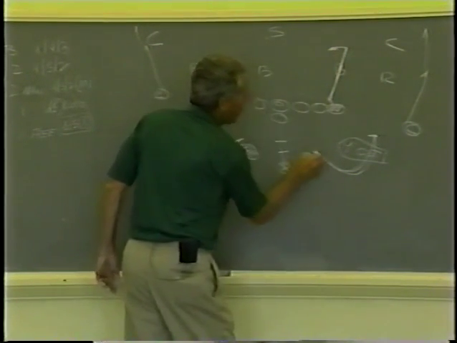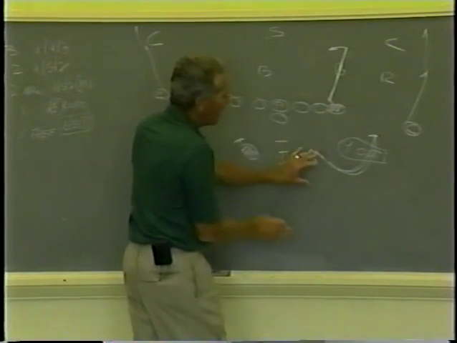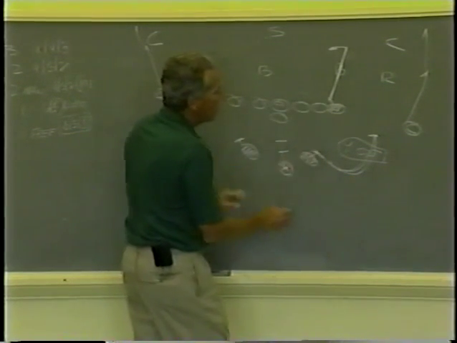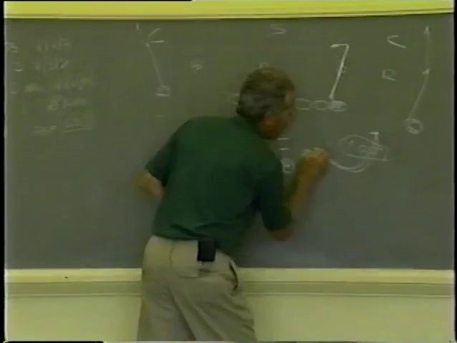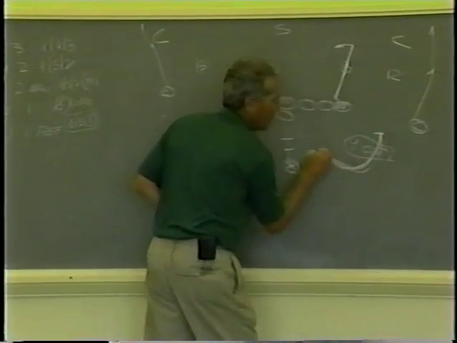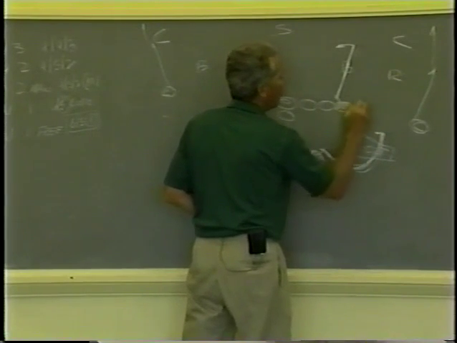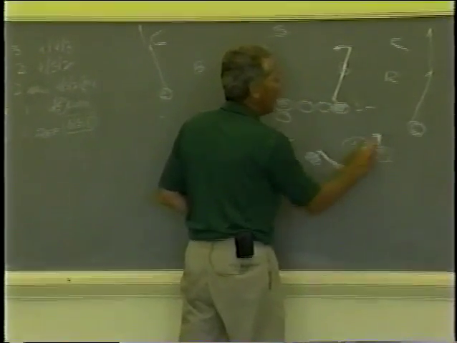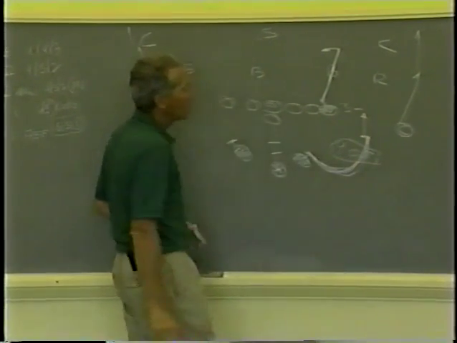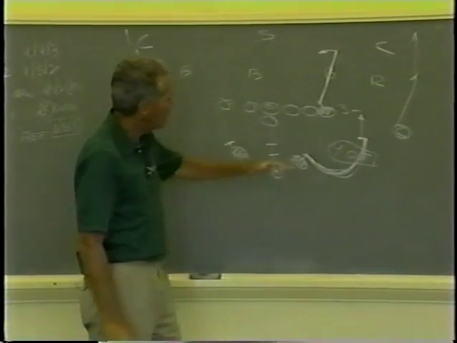The fullback checks his assignment. He'll have a blocking assignment in most all of your protections. Then he runs what we call an M pattern. Again, all it is is a flare, but he has to know that he is no more than 3 yards outside the tackle, and he's got to be headed toward the line of scrimmage if he catches the ball.